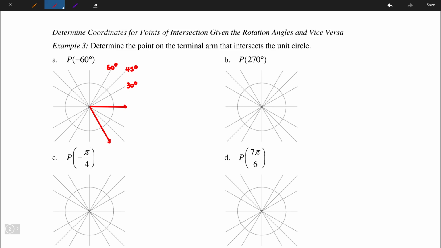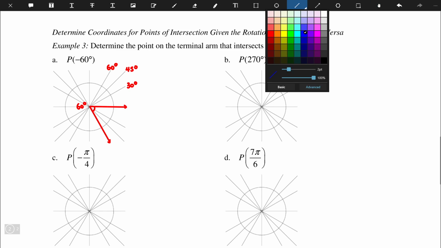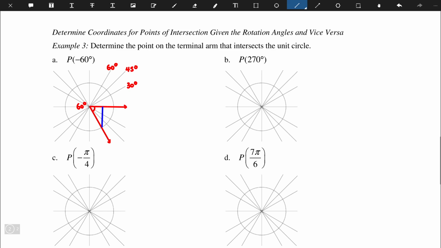So in this case, we're looking at negative 60 degrees. We have the initial arm and terminal arm. This angle measured here is going to be 60 degrees. So what we can do is draw a right triangle this way. And we will know the length of those three sides. That is to say, we know that the hypotenuse of this right triangle is going to be 1 because it is a unit circle, so the radius is 1.